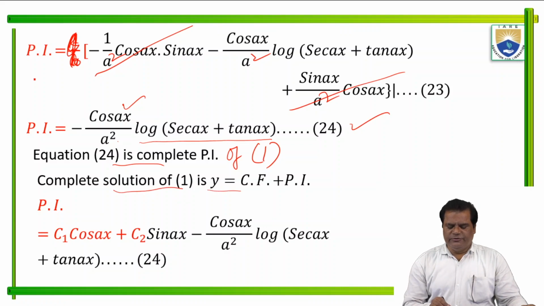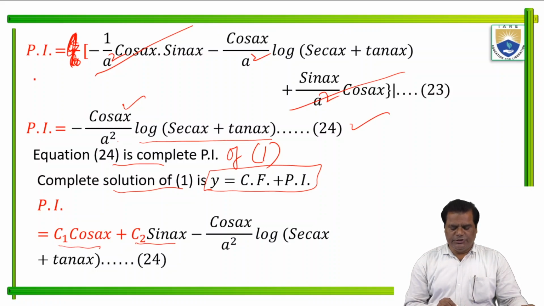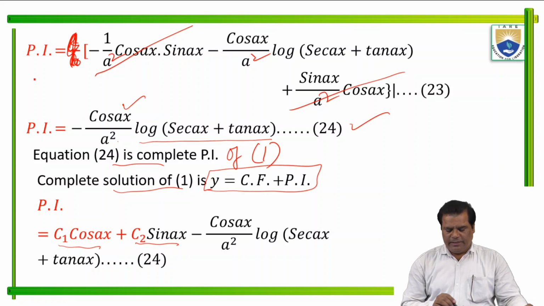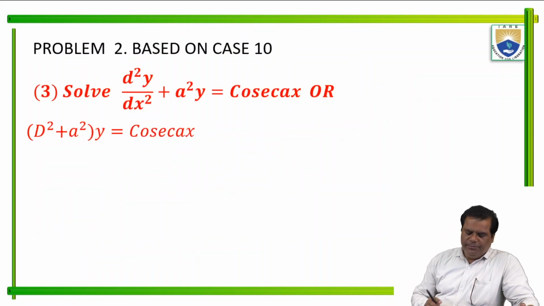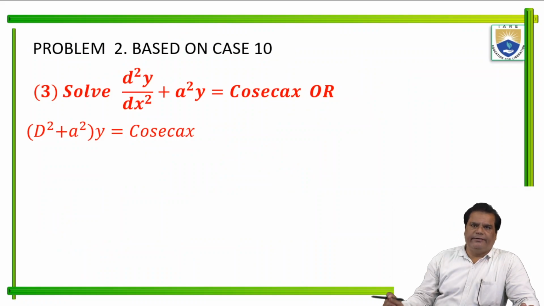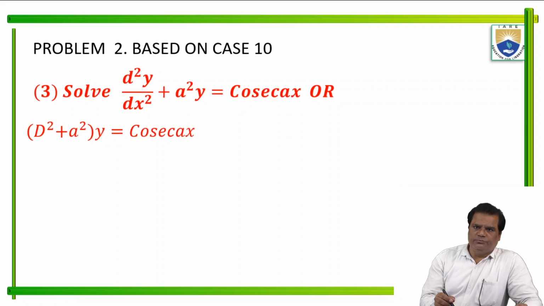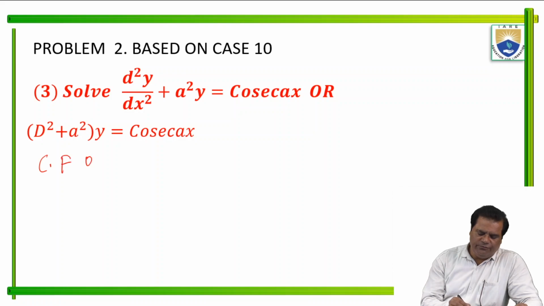Now the complete solution of 1 is y is equal to CF plus PI. So y is equal to C1 cos ax plus C2 sin ax. This is the complementary function. And minus cos ax upon a square log sec ax plus tan ax. This completes the equation. This is the complete solution of problem 1. Okay. Similarly, we can solve problem 2 based on case 10. Similarly, the CF of the equation of problem 2.